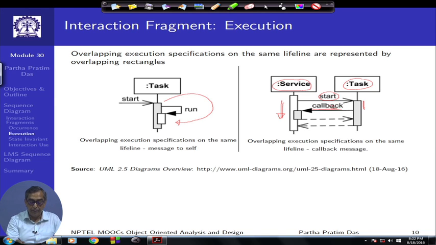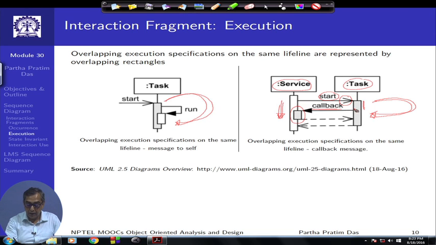Why is it called callback? Because the service had started the task execution and the task is referring it back to the service. So, it is kind of a loop. Here the loop is on the self, here the loop is through another object. Now, since this was asynchronous, the service is still responsive, because otherwise it would have been on hold and there would have been nobody to receive this callback message. So, as the callback is received, a new overlapped execution starts.